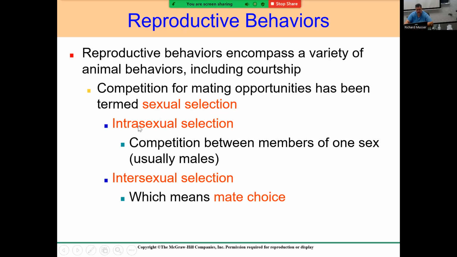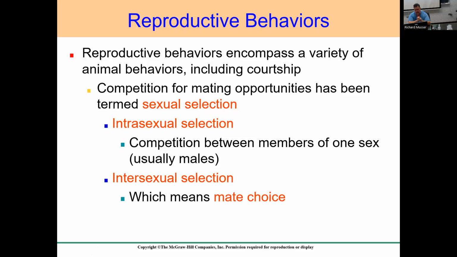So anyway, that's sexual selection. Intrasexual selection is competition between members of one sex. Examples would be male deer competing with one another, hitting each other. And if they can do that, they might have a few more mate selections than one that loses. That's intrasexual selection.